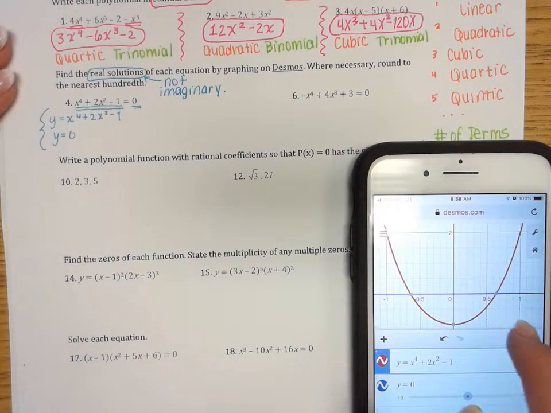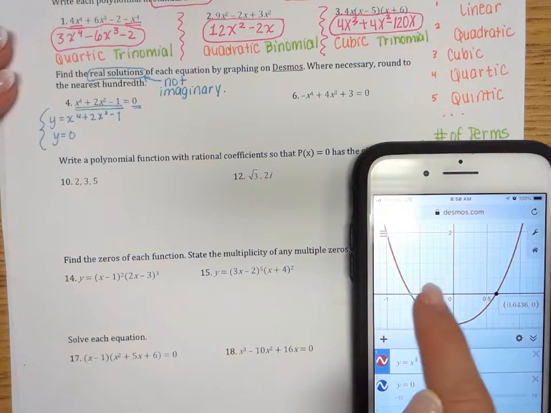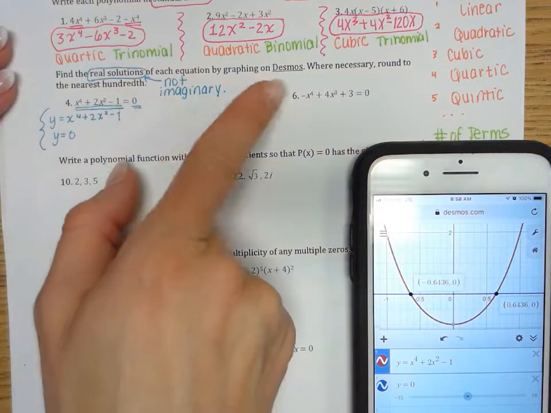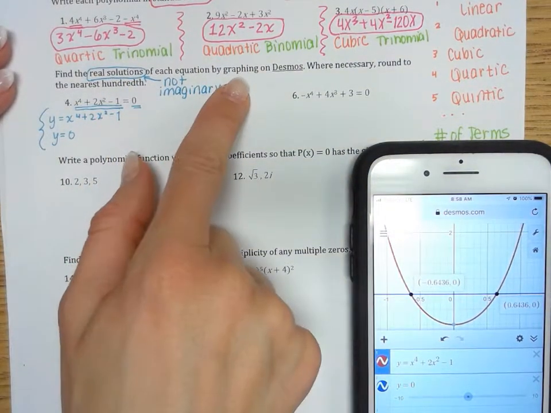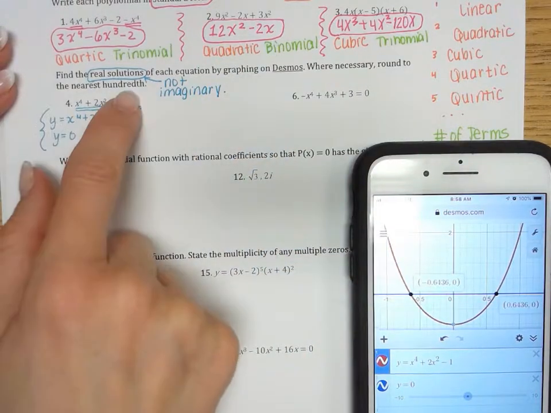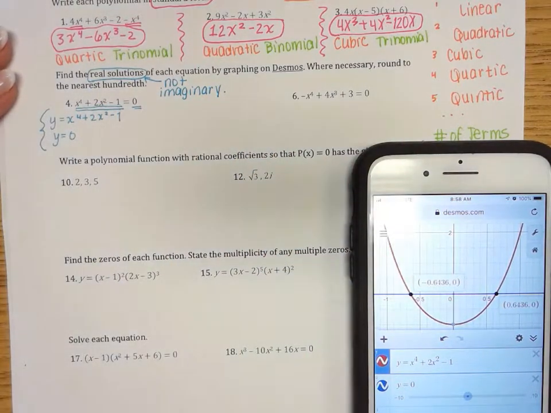Then I'm just going to click, and what happens is when it intersects either an axis or another equation, these little points come up that you can click on. And what it does is it gets you your answers. So it says, we're going to solve each equation by graphing on Desmos. Boom. Where necessary, round to the nearest hundredth. So my answers are where these two equations intersect, okay?